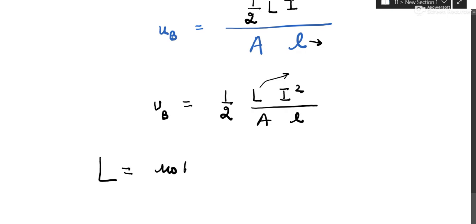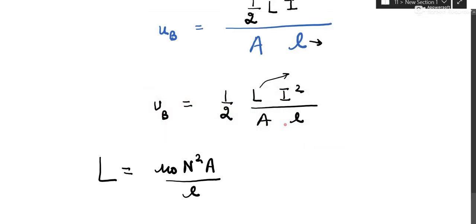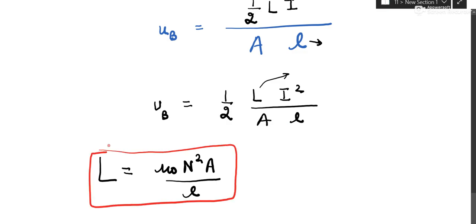Mu naught N square A by L. This is the formula of self-inductance of an air-cored solenoid. If a material core is inserted, then it will be mu R times this. So it is available with us. Okay, so let us substitute here. Prepare this topic if it is not prepared. It is an important topic.